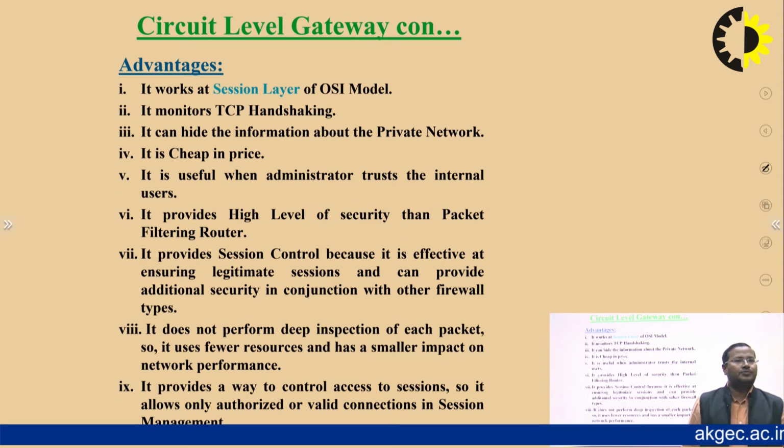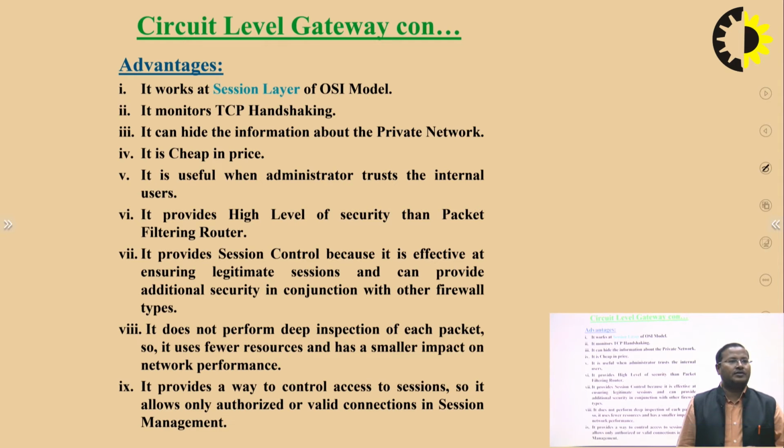So it is important to understand what advantages circuit level gateway firewalls have. It works at the session level of the OSI model. It monitors TCP handshaking. It can hide the information about the private network. It is cheap in price. It is useful when the administrator trusts the internal users. It provides a higher level of security than a packet filtering router. It provides session control because it is effective at ensuring legitimate sessions and can provide additional security in conjunction with other firewall types.